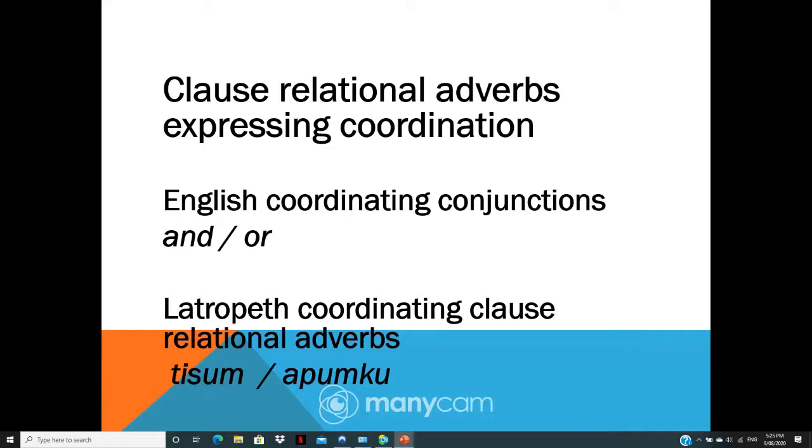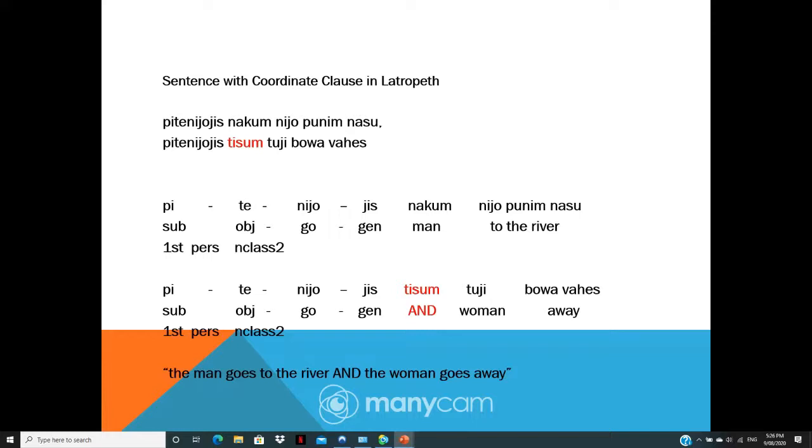Why are they different categories of speech? Well, let's have a look with an example sentence. Probably the main thing to point out is a conjunction would generally appear between the two clauses to connect them together with some kind of information about their relationship to each other. The clause relational adverbs in Latropeth are similar, but they appear in the position of an adverb in the respective clause rather than between the two clauses.